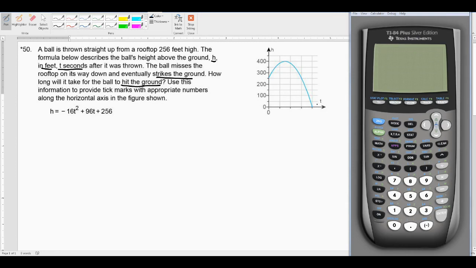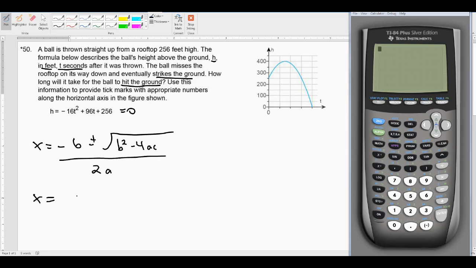Well, when something hits the ground, its height is what? Well, the height at ground level is 0. So we're solving this equation equal to 0, and this is a quadratic equation. So that means we're going to use the quadratic formula, which is x equals negative b plus or minus the square root of b squared minus 4ac all over 2a.